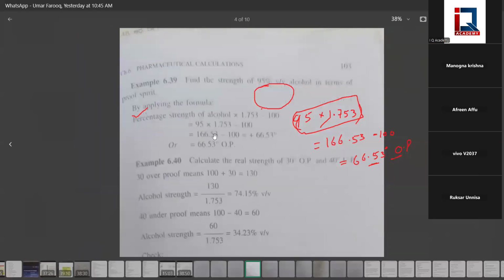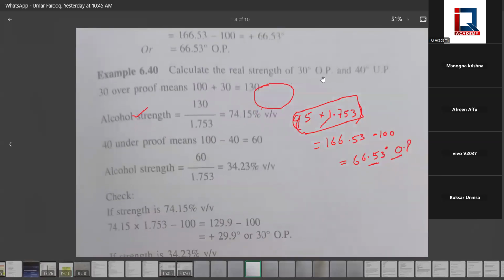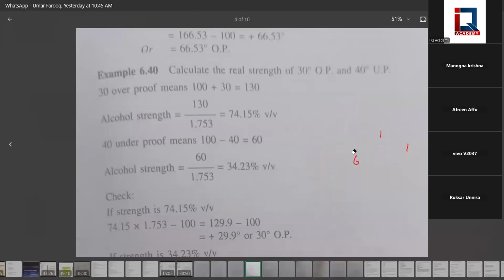Let's see the next question. The question is, calculate the real strength of 30 degrees overproof and 40 degrees underproof. In this question, the question is a little reverse. Here they have not given percentages, they directly gave underproof and overproof. Now what should we do? So the way of calculation will change here.